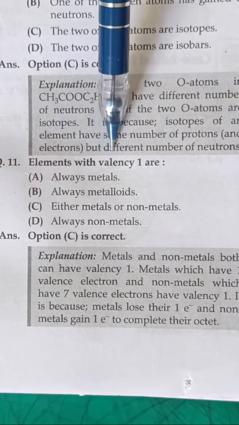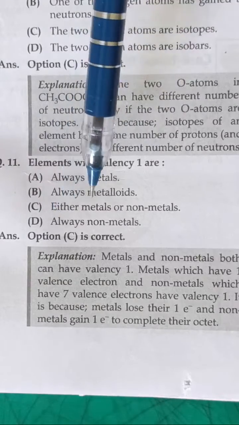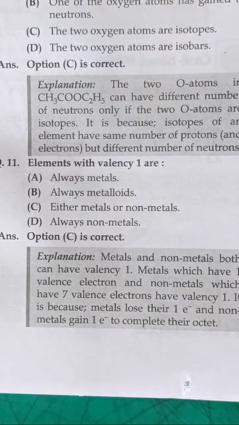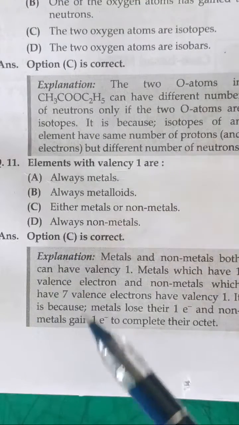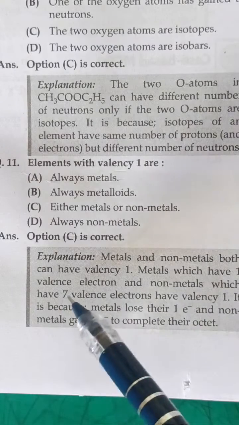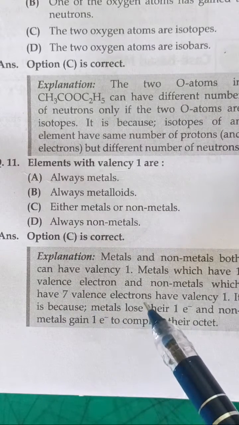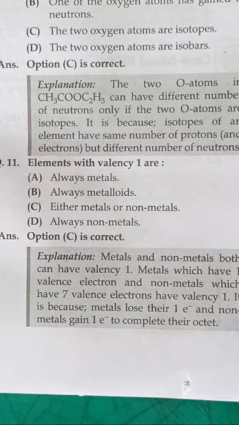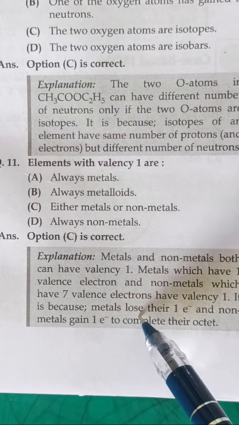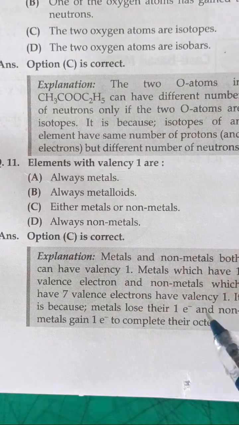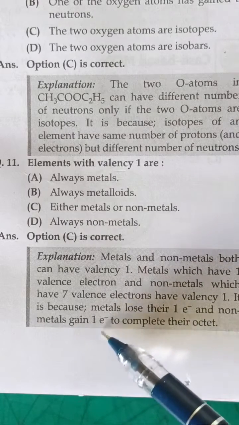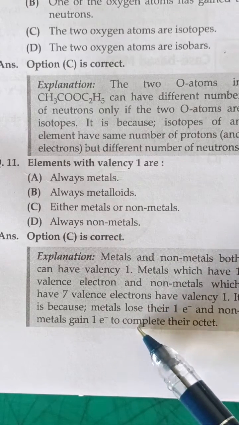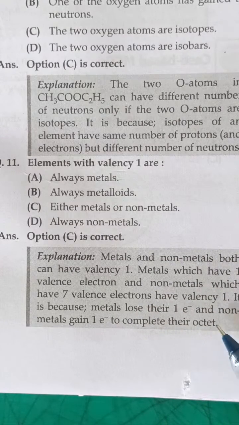Elements with valency 1 are either metals or non-metals. Explanation: metals and non-metals both can have valency 1. Metals which have 1 valence electron and non-metals which have 7 valence electrons have valency 1. It is because metals lose 1 electron and non-metals gain 1 electron to complete their octet.